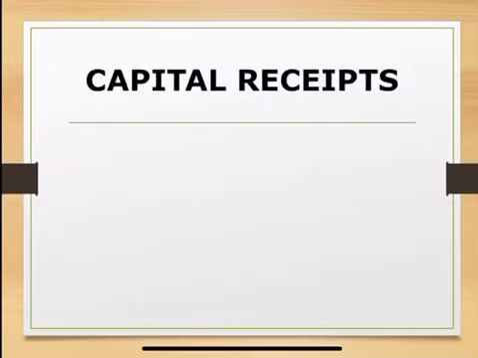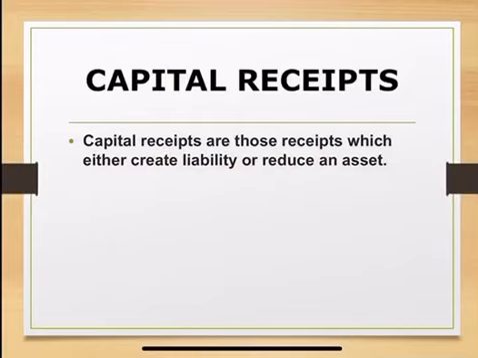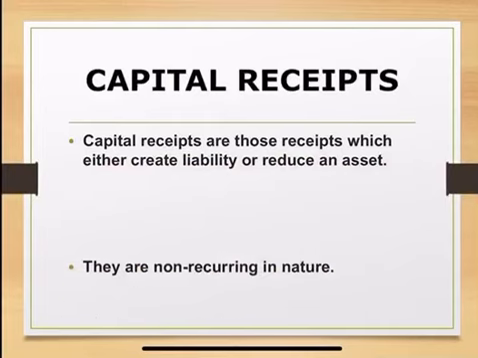So we can say capital receipts are those receipts which either create liability or reduce an asset. Creating liability means, for example, if we borrow loan rupees 10,000. So borrowings it's a capital receipt. Similarly, what reduces an asset? For example, we sell an asset and whatever we received, this is a capital receipt.